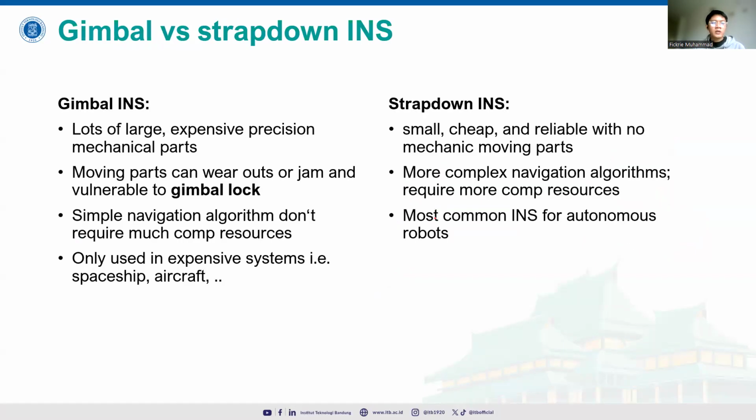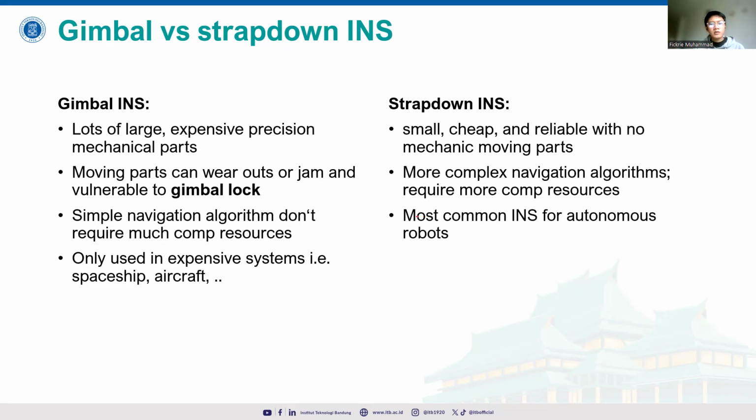So in summary, in the gimbal INS, we have lots of large, expensive precision mechanical parts. It's basically mechanical because it relies on the gimbal movement to stabilize the movement of the vehicle, of the AUV. But of course, the mechanical parts can wear out over time, or jam, and it is vulnerable to gimbal lock. So what is gimbal lock actually? We'll talk about that later on.